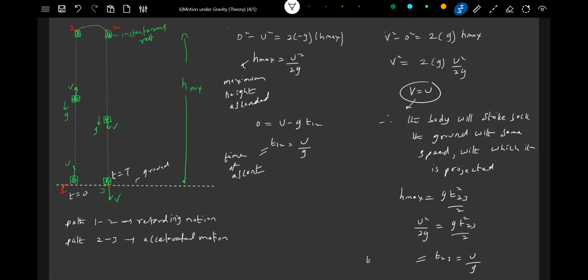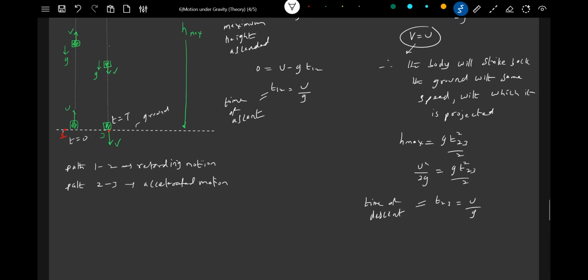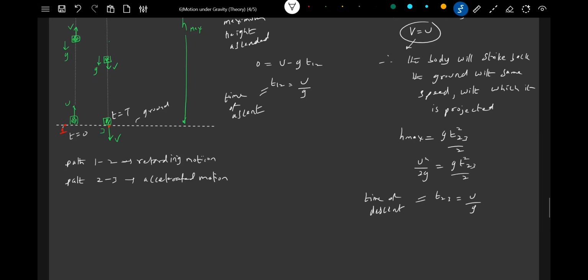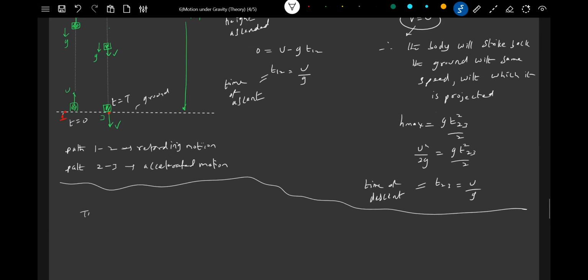What is this? Time of descent, it is called. Time of ascent, this is the time of descent. Look at that, both are equal, no? So what is the total time of flight? The next part, total time of flight.